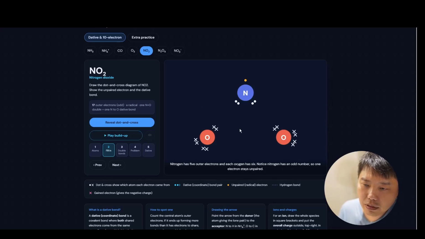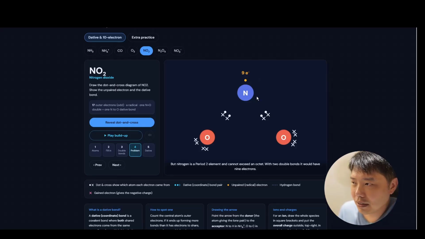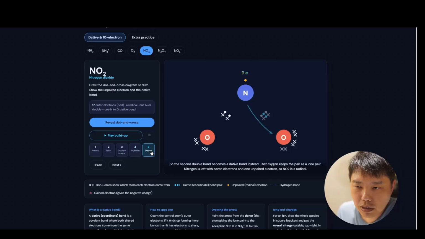Nitrogen has 5, oxygen has 6. Then you pair them up, so you can get the 2 double bonds. But you notice that nitrogen is a period 2 element, and if you do it like this, 2 double bonds and a single lone electron, you end up with 9 electrons on nitrogen, which cannot be done, because you will exceed the octet.